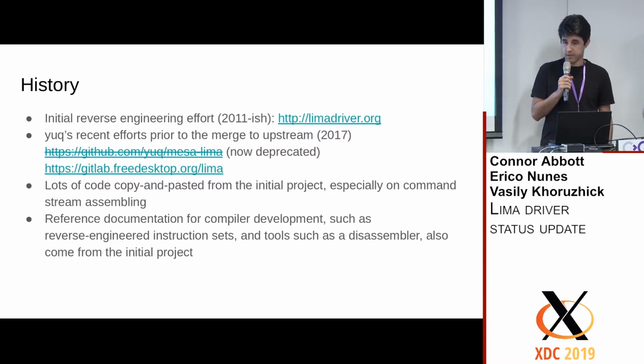So the effort actually started quite some time ago, around 2011, as far as I could track, with the original limadriver.org project, which Connor was part of, and it's great that he's still here with us. That was the effort mainly from Luc Verhagen, which basically bootstrapped the entire reverse engineering of drivers for the mobile ARM GPUs on ARM platforms. But the project kind of lost traction and died by around 2015. And by then we didn't have any driver merged to Mesa or to the kernel or any upstream project.